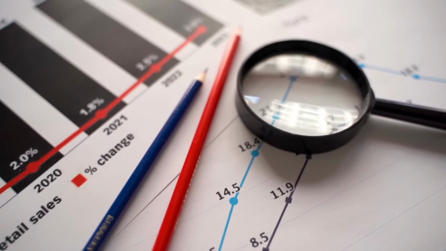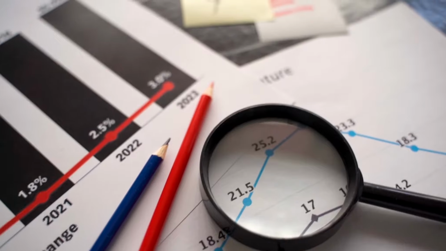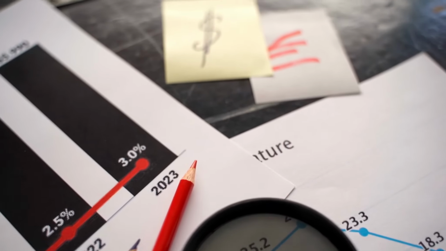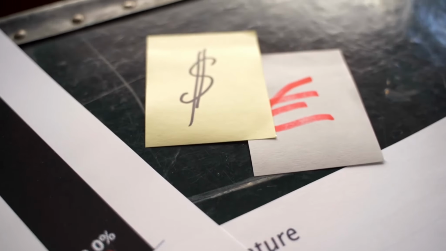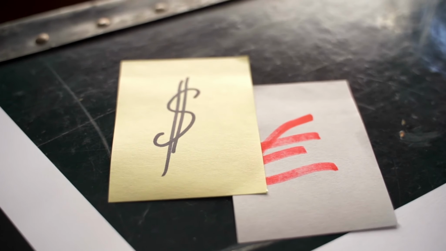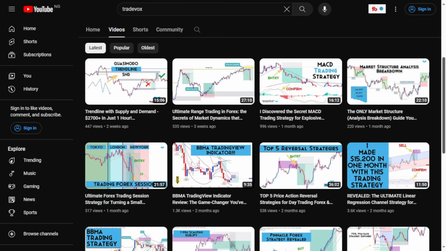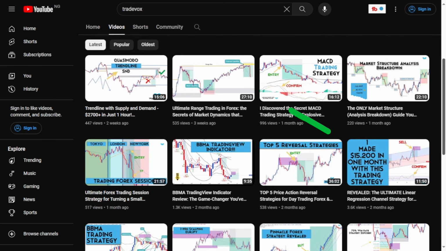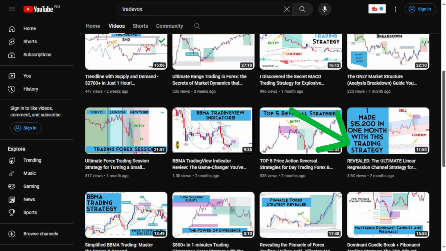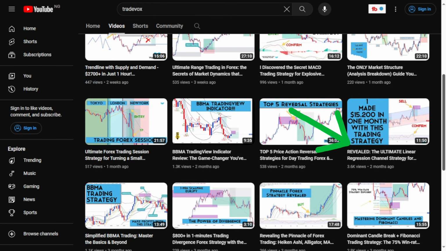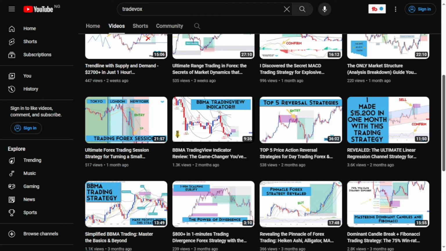So today's video, I'm going to be showing a new approach to trading the linear regression channel, and this is what I call the breakout method. Now, if you have seen my previous video where I made $15,000 in 1 month, I'm going to be showing you a new strategy, and this is what I call the breakout strategy.